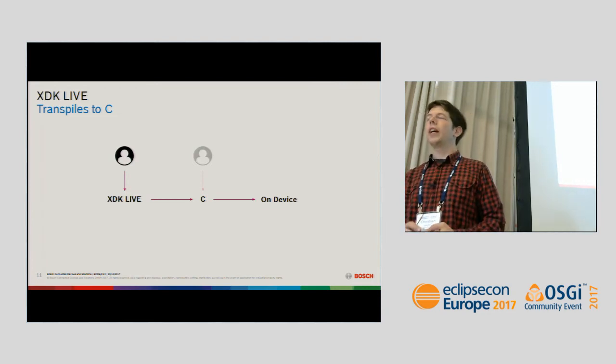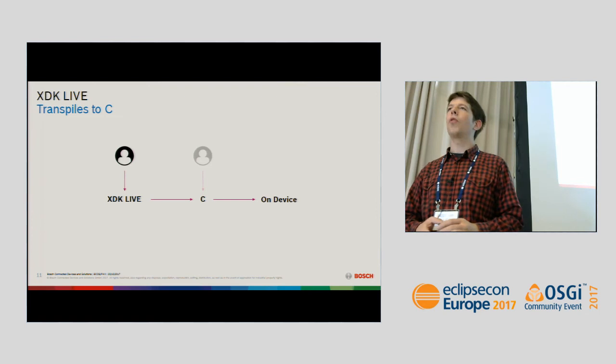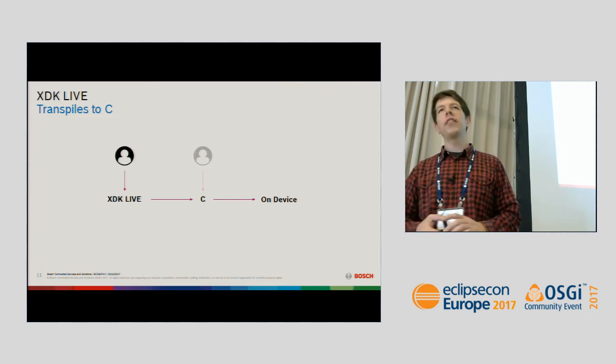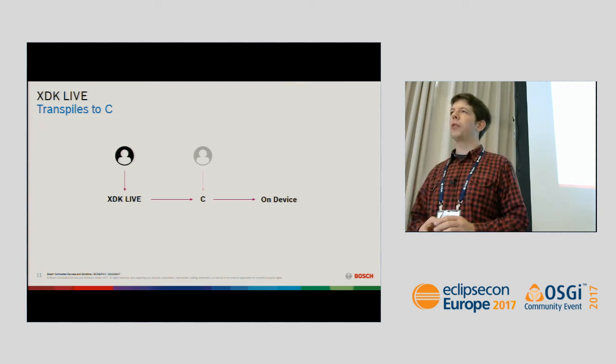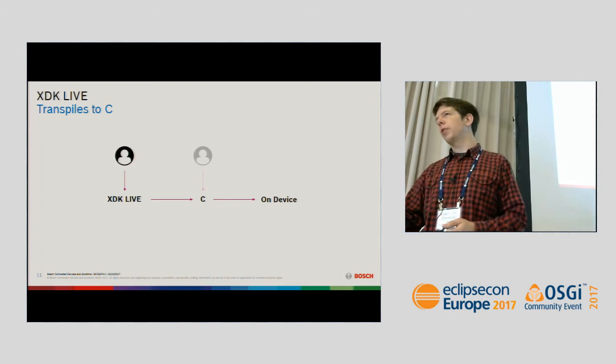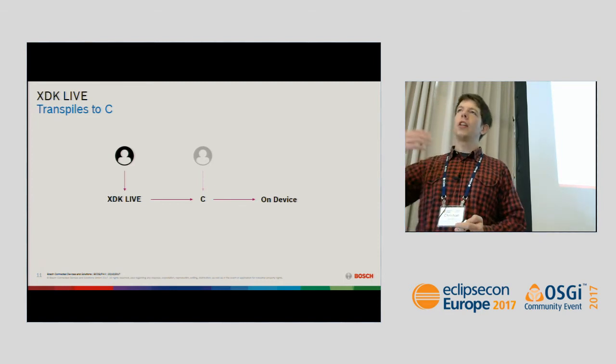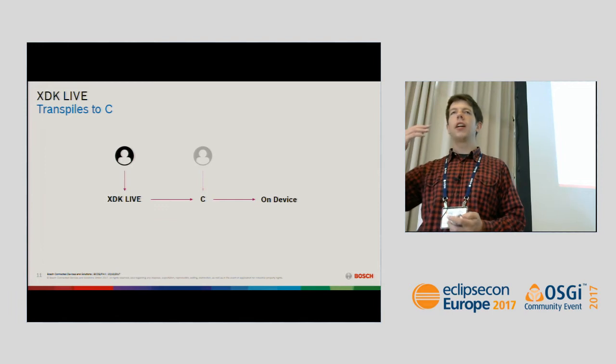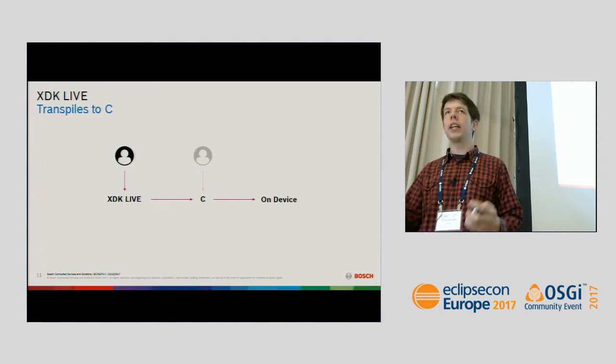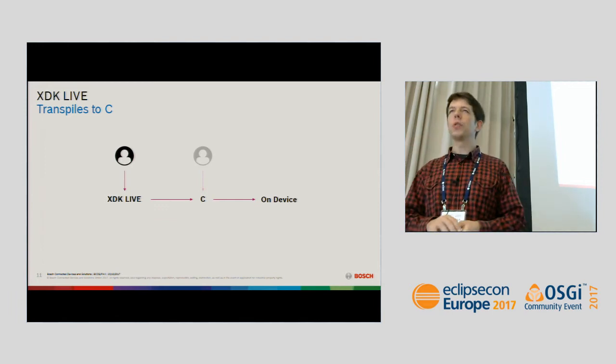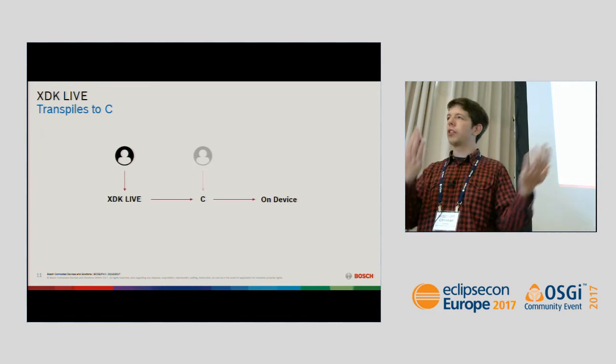So XDK Live, as you've seen just before, transpiles to C, which has a few benefits, quite a few. One, you can inspect the code that it generates. You can learn from it. You can see if you trust it, if it does the right thing. You can use all the brilliant tools that are out there for C development. All your debugging infrastructure all of a sudden works again.